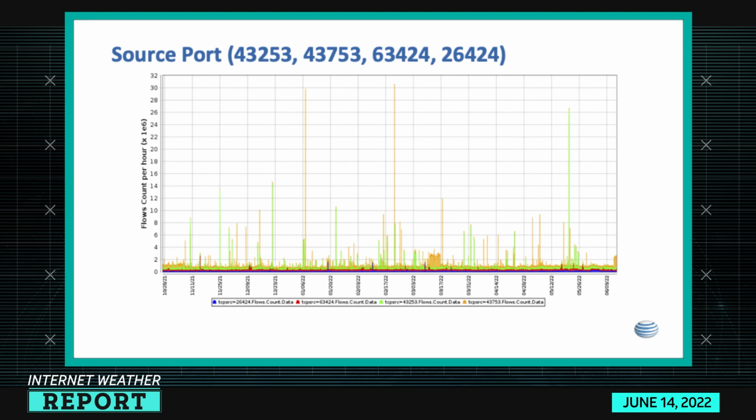Here we're looking at the source ports. The x-axis is listing the sources we are looking at as a port number, and the y-axis is the volume. In this case, we are looking at the flow counts per hour. When you look at the timeline, I started from the end of October last year. There's a reason for that.